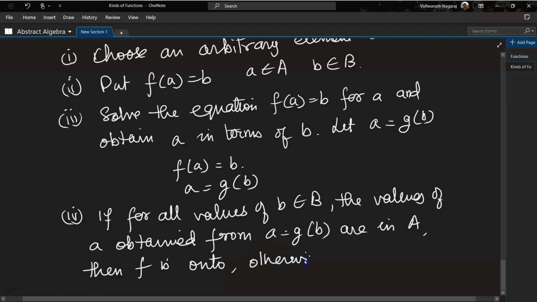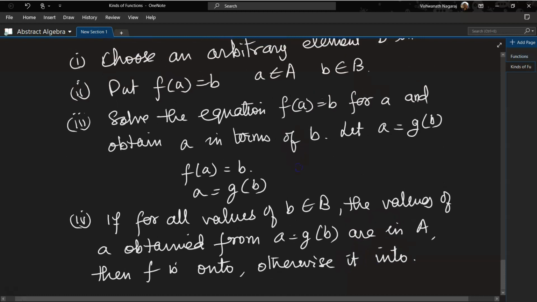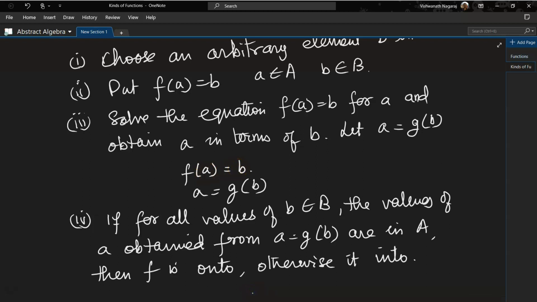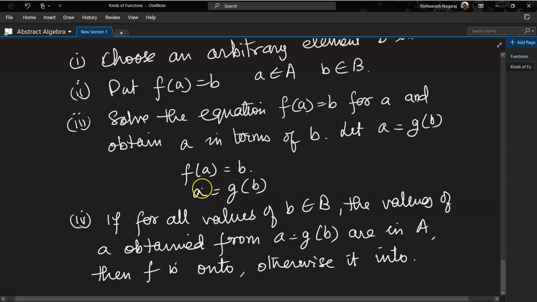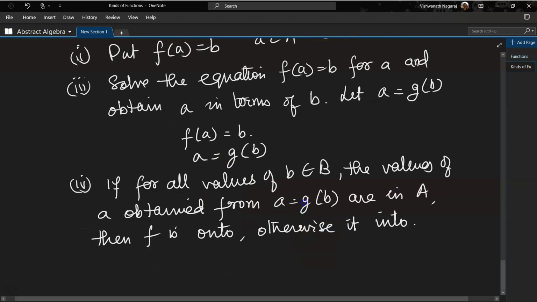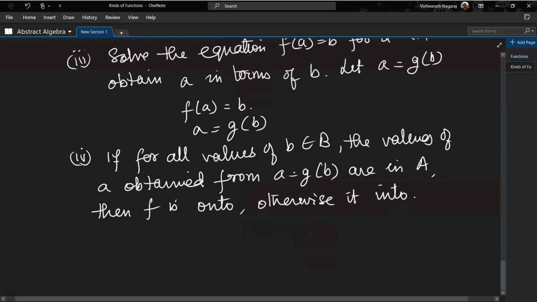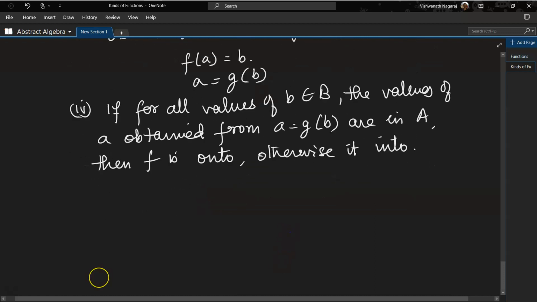Otherwise, it is into. So pretty straightforward. f of A equal to B is your normal function, whatever is given to you. You want to check for its surjectivity. You manipulate it in such a way that you get A is equal to some function of B. Let's say it is G of B. Then see whether for all values of B, the values of A belong to the set A. If yes, then it is okay.